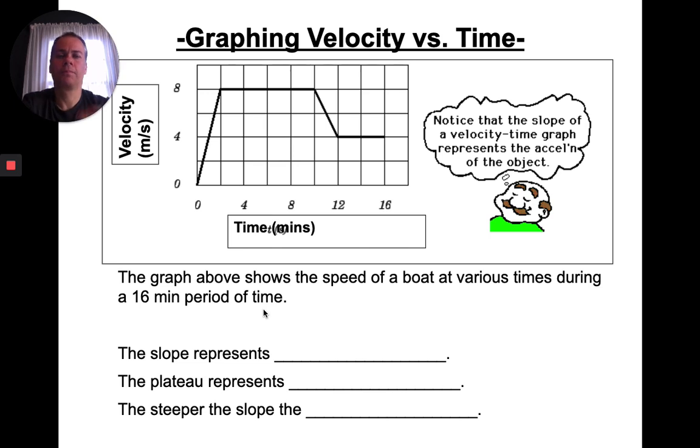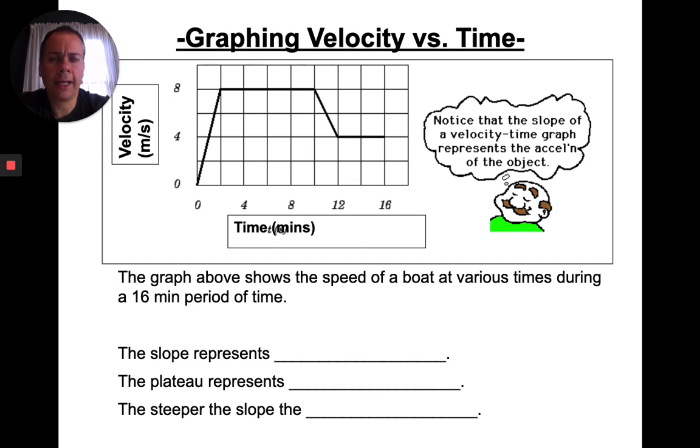Okay. To finish up, we're going to talk about a different type of graph. Now, if you look at the axes here, this graph's showing something different. We again have time on the x-axis, but on the y-axis, what do we have? We have velocity, or it might be shown as speed. So this graph shows something a little different.